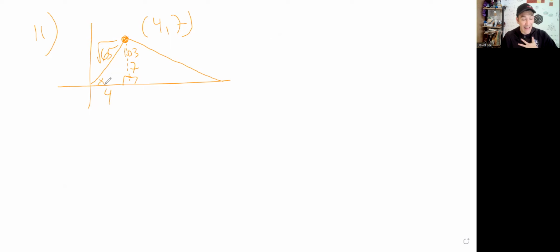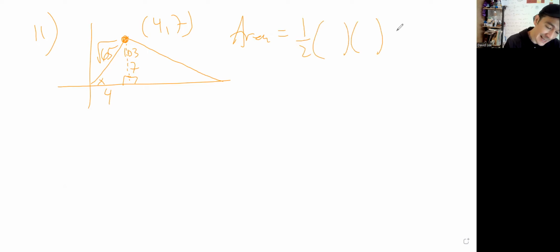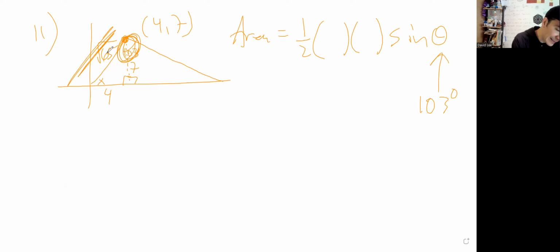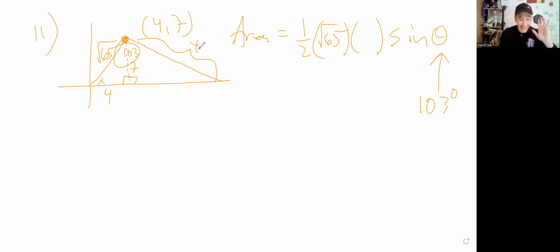And by the way, let me tell you what my strategy is. I want the area. I'm going to use the same formula from the previous problem: area equals 1/2 side times side times the sine of theta. I'm going to choose 103 degrees. So I'm going to position myself right here, and the two sides will be this one and that one. What's good is I already know one of them, square root 65. The other, call it y, I don't know yet. I'll get there.